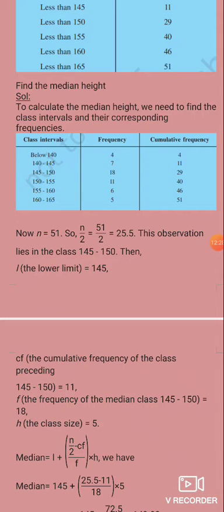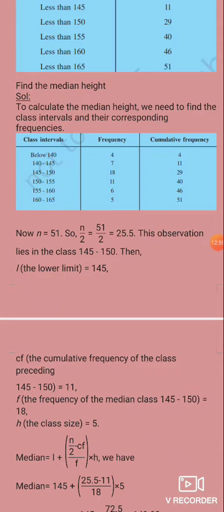n is equal to 51, so n by 2 is equal to 25.5. Select the class whose cumulative frequency is more than or nearest to 25.5. So which one is that? More than or nearest to 25.5 is 29, the cumulative frequency. Its class interval is 145 to 150. So the median class is 145 to 150. Now its frequency is 18.